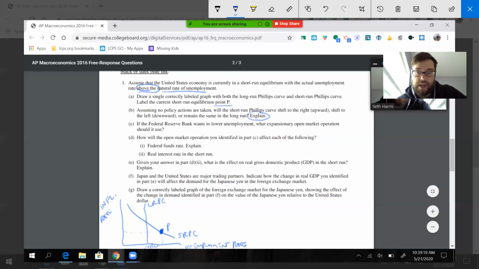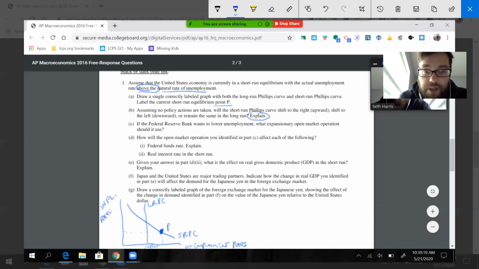a shift in aggregate demand is a movement along the short-run Phillips curve, right? Moving either back this way or this way due to a shift in aggregate demand. A shift in short-run aggregate supply is a shift of the Phillips curve, either rightward or leftward. And that shift is going to be in the opposite direction of whatever's going on with short-run aggregate supply. So it's difficult to answer this question without sort of drawing or sketching out on the side. And again, you do need to explain. So it's good to fully understand what's going on here.